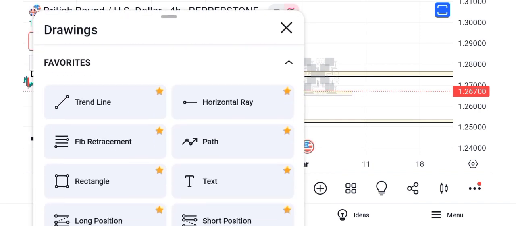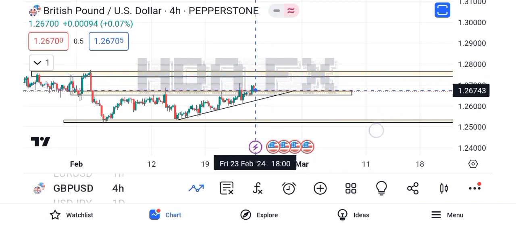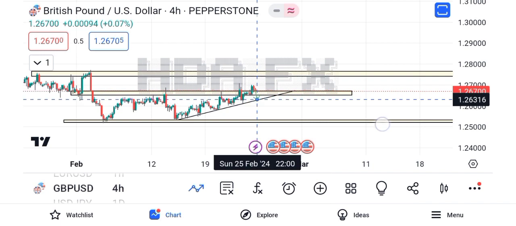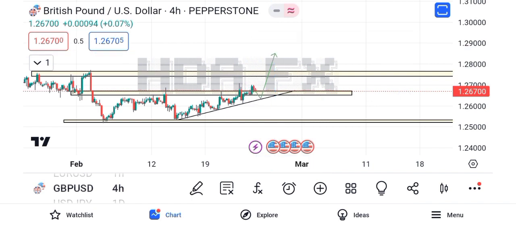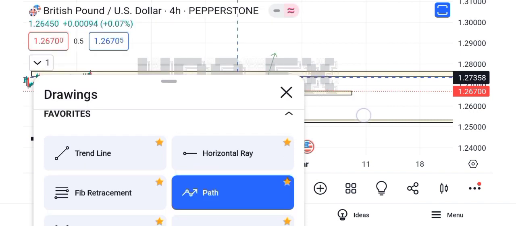So this is what I want to see on GBPUSD. I want to see price get down to this trend line here, then buy from this point. Or it's likely that price can just break the trend line downward here.